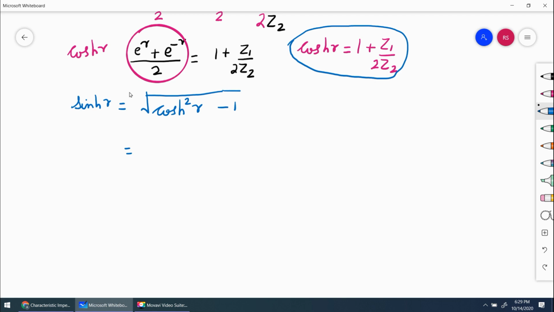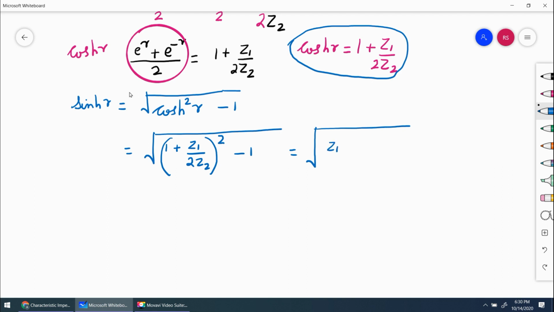Okay, so this is equal to square root of (1 plus z1 by 2z2) the whole square minus 1, because we know that cos hyperbolic gamma is given by 1 plus z1 by 2z2. So this is equal to square root of (1 plus z1 by 2z2) the whole square minus 1.